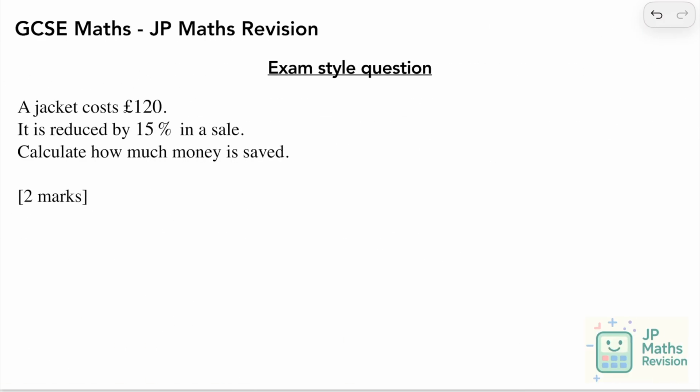Here's an exam style question on this topic. So a jacket costs £120. It's reduced by 15% in a sale. We need to know how much money is saved. So in order to work this out, we need to work out what 15% of 120 is.